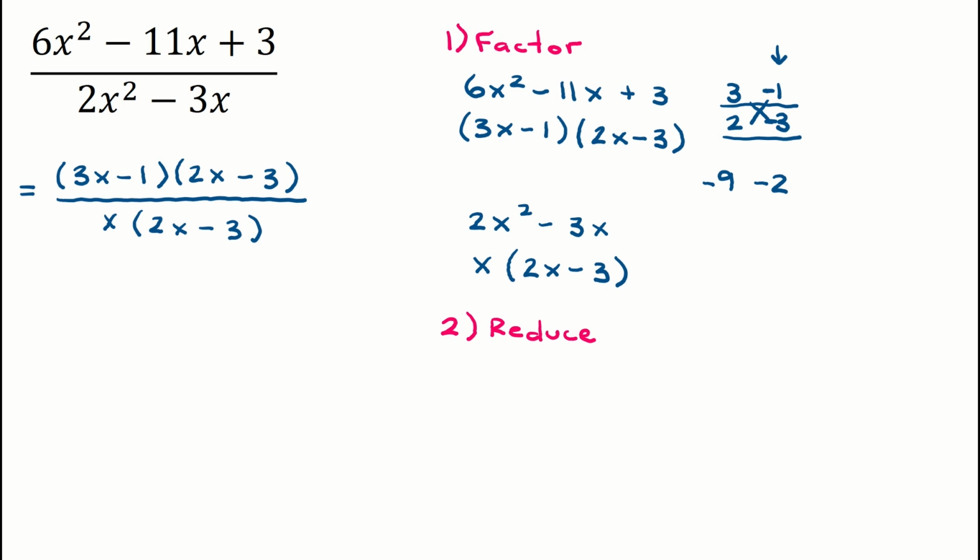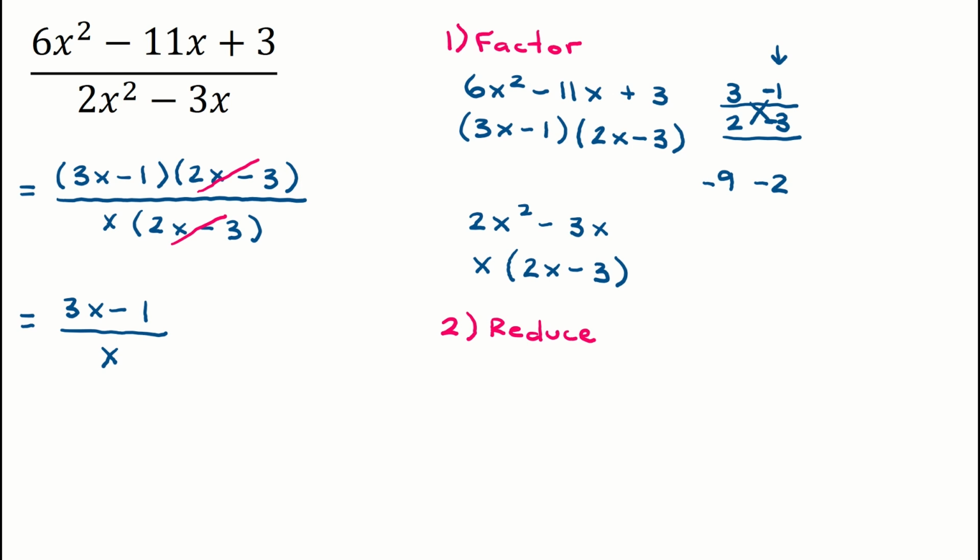So to reduce this, we are crossing out brackets that are the same on both the numerator as well as the denominator. So we're going to cancel out the 2x minus 3's, which leaves us with a simplified fraction of 3x minus 1 divided by x.